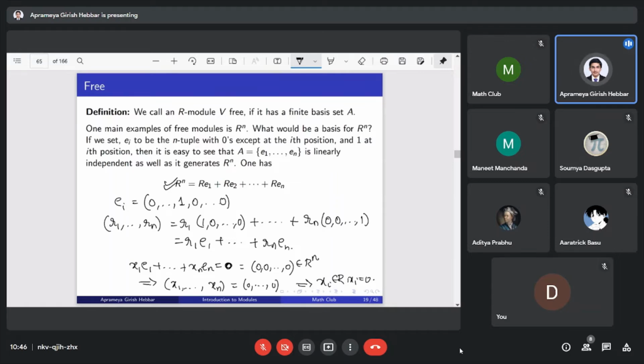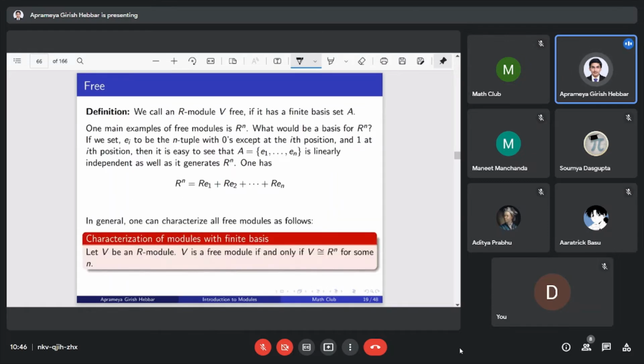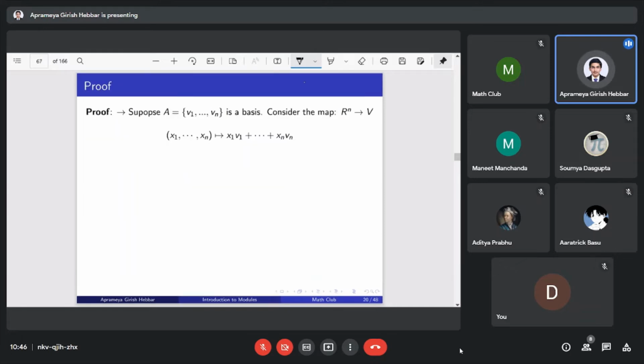So we can do similar steps, and we can try to characterize all free modules. This is the characterization we are going to prove. V is a free module if and only if V is isomorphic to R^n. That means the examples we saw, that is R^n, these are the only free modules up to isomorphism. Let's see. We have two directions here, and first we will prove the if direction.